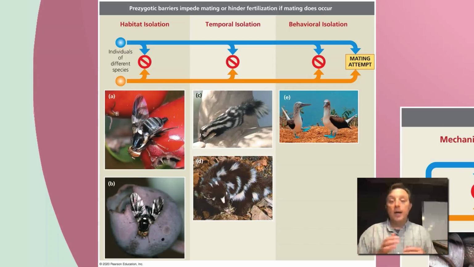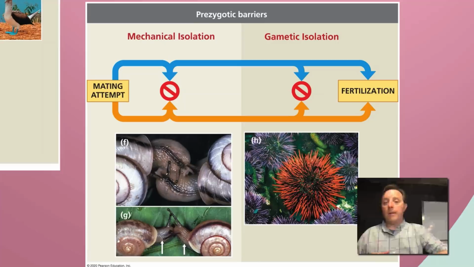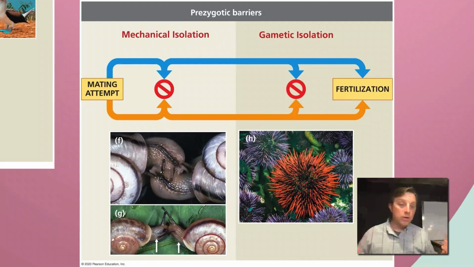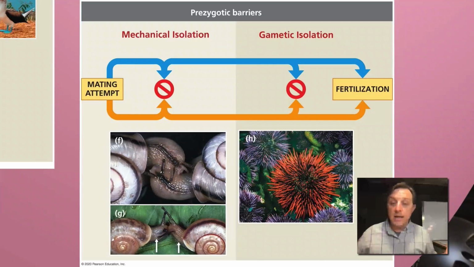Temporal isolation: they reproduce at different times of the year. Or behavioral isolation, right? There are specific mating rituals that animals perform, and different species will not perform those same rituals, so that will prevent a mating attempt. Other prezygotic barriers occur after a mating attempt has occurred, and these will prevent fertilization. So the sperm and the egg will not successfully fertilize, even if there was a mating attempt.